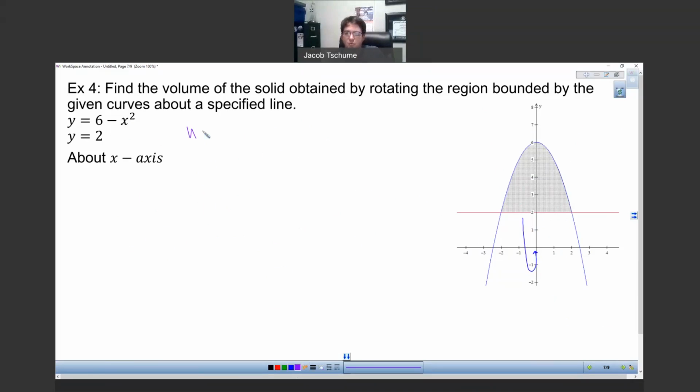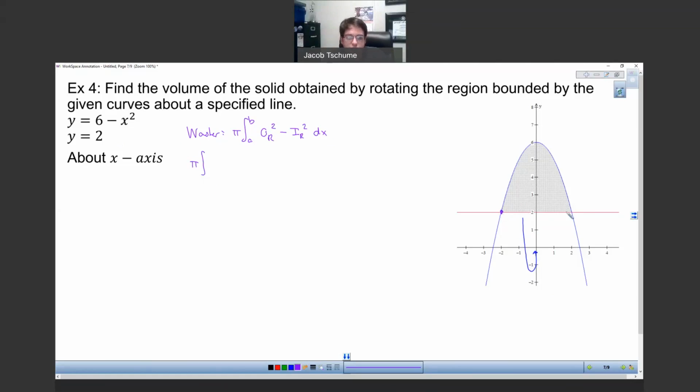So once again, the washer method would be pi times the integral from a to b of your outer radius squared minus your inner radius squared. And since we're going around the x-axis, we're going to do this in terms of x. Both of our functions are already written as y equals, so you don't have to do anything special there. You can go ahead and go directly into setting this up. This would be pi times the integral. Now here's where you can be smart.